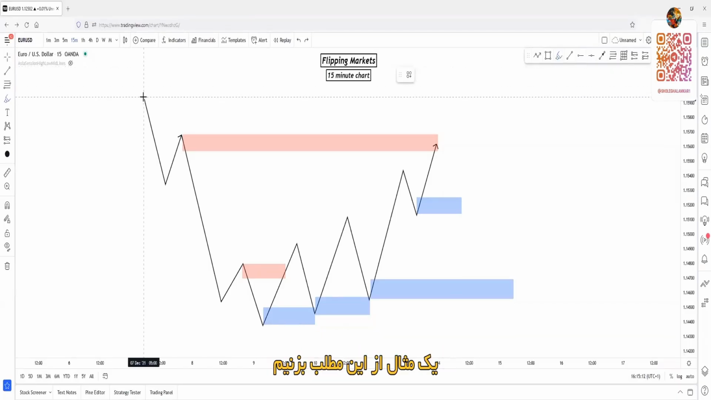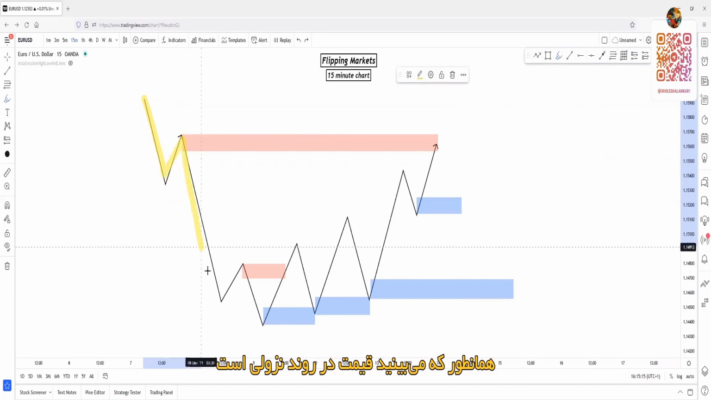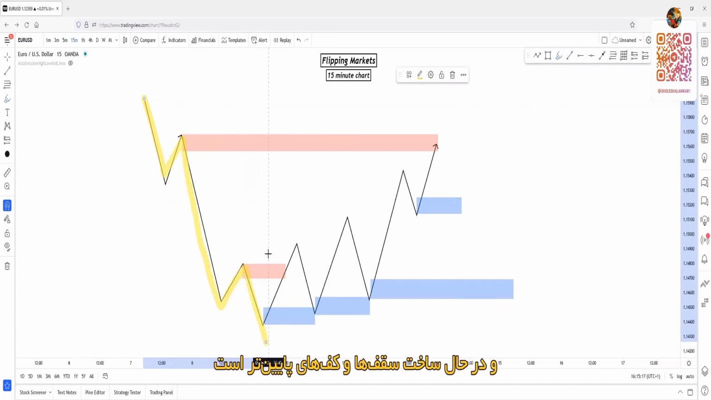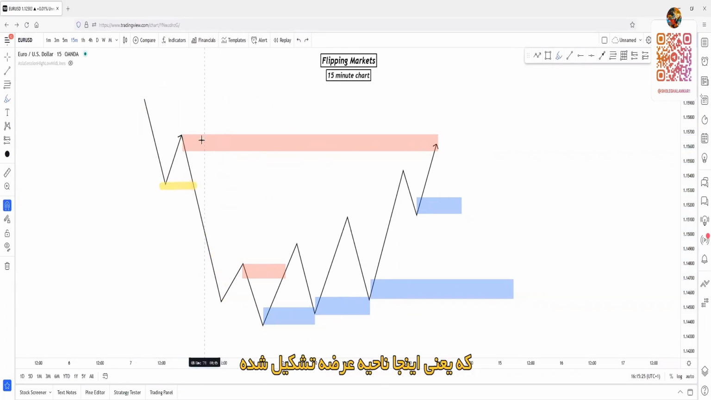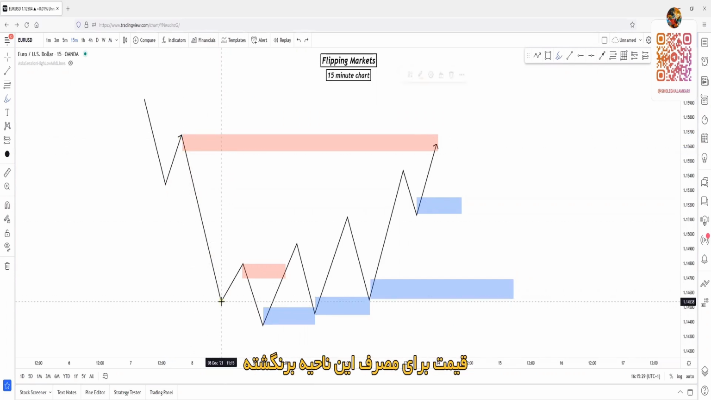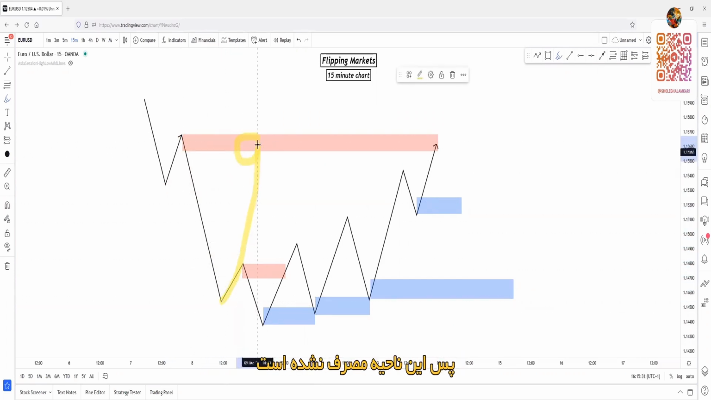So let's see an example for this. As you can see, price is moving in a downtrend here, creating a series of lower lows and lower highs. Price created a break of structure here with an impulsive, inefficient movement to the downside. So this means a supply zone has been formed here. Price didn't come back up to mitigate this zone, so this zone has been left unmitigated.